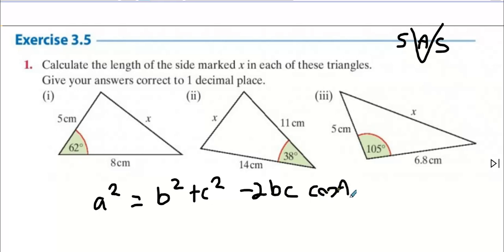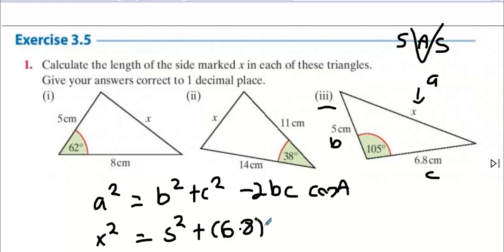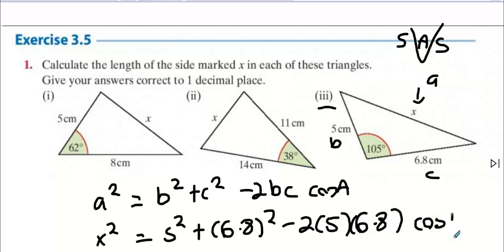For part 3, small a is going to be x, so that's x squared. Small b can be 5 and small c can be 6.8. So it's 5 squared plus 6.8 squared minus 2 times 5 times 6.8. And then you have an angle of cos 105.